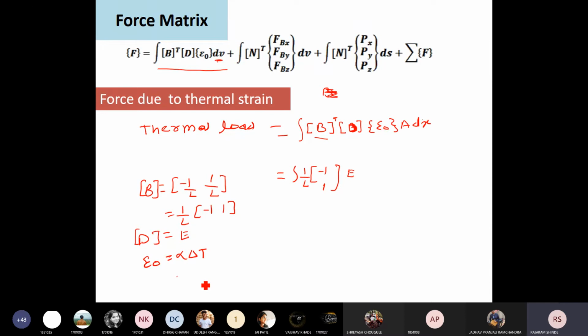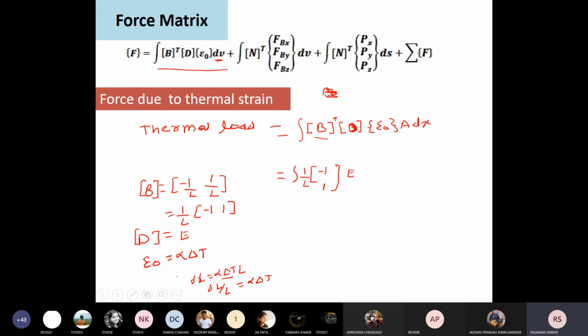See here, expansion due to the rise in temperature or contraction due to the decrease in temperature is directly proportional to delta T, and that expansion delta L is given by alpha delta T into L. So strain becomes delta L by L, which is your alpha delta T. It is for one dimensional.